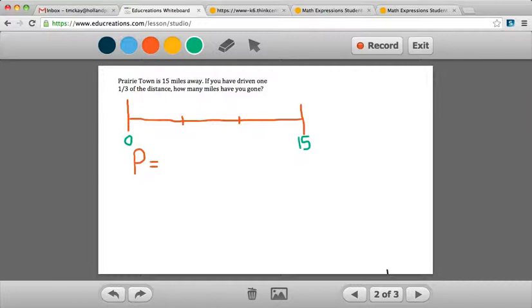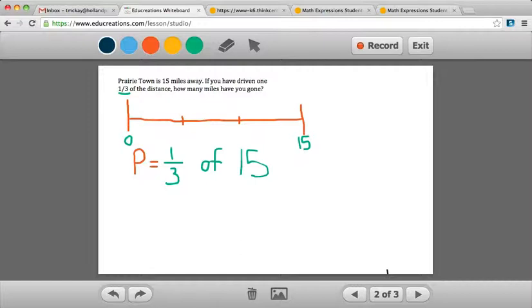Okay. So how do we find the answer to the distance that we have traveled? Well, let's go back up. Let's write our equation. You can see I've already got P here to stand for Prairie Town. How far have we actually driven so far? Well, if we go back up in the question, it says if you have driven 1/3 of the distance, how many miles have you gone? So we have traveled 1/3 of how many miles? Good, 15. So we have traveled 1/3 of 15 miles.